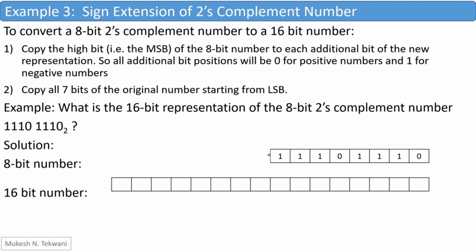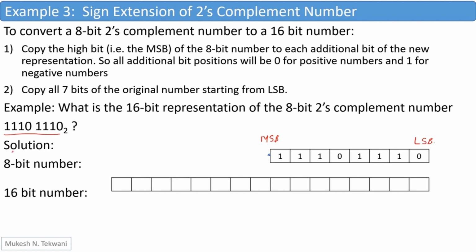In this example, let us consider the sign extension of a 2's complement number. Now, to convert an 8-bit 2's complement number to a 16-bit number again requires 2 steps. Let us consider the original number given to us, that is 11101110. This is already given to us in the 2's complement representation. We write down our original number here. This is the most significant bit, and we have here the least significant bit.